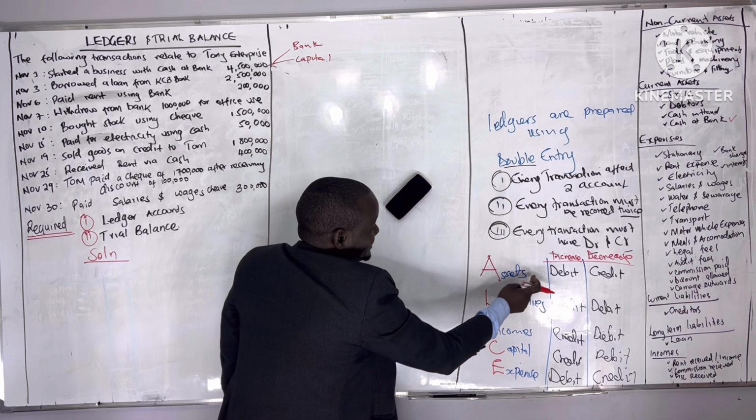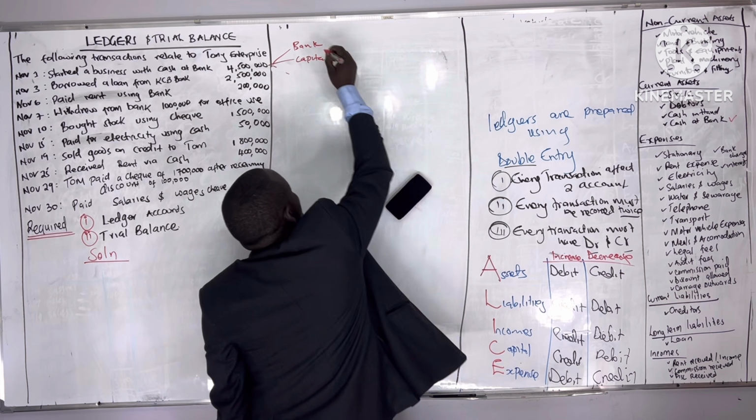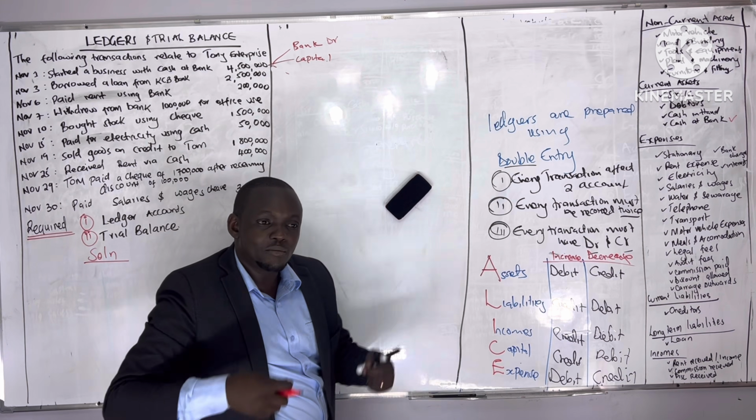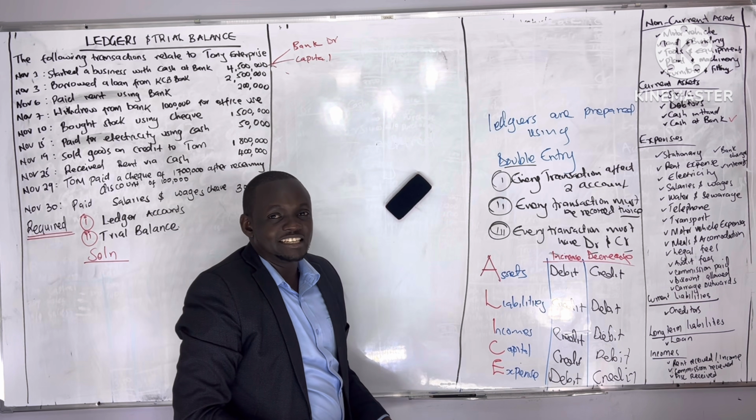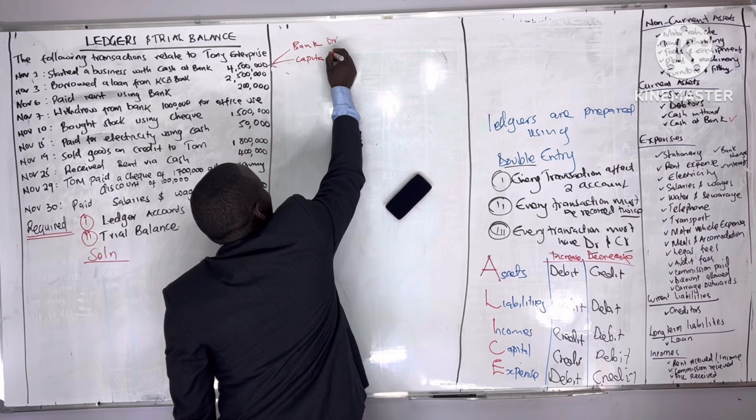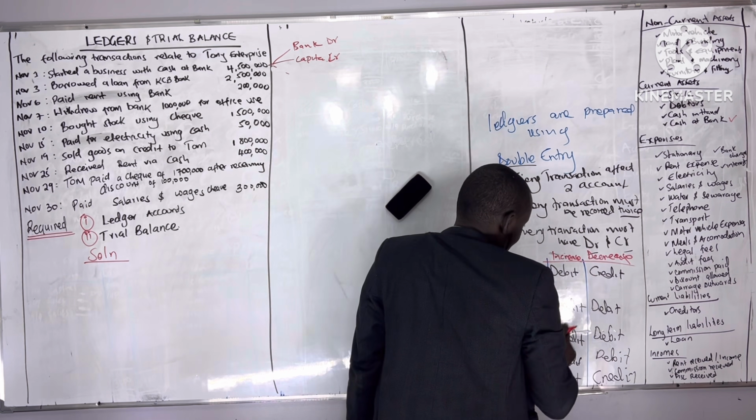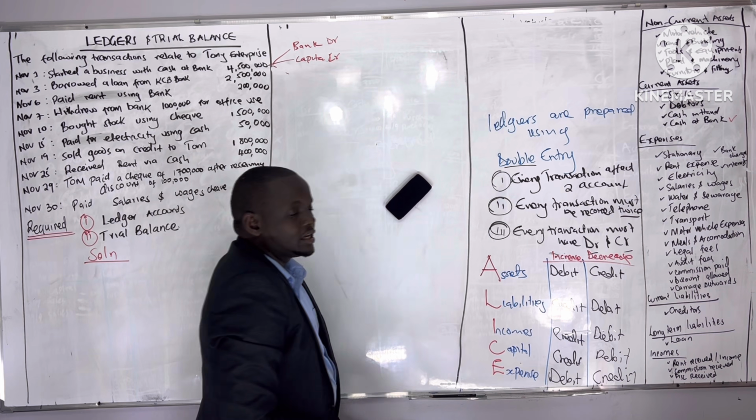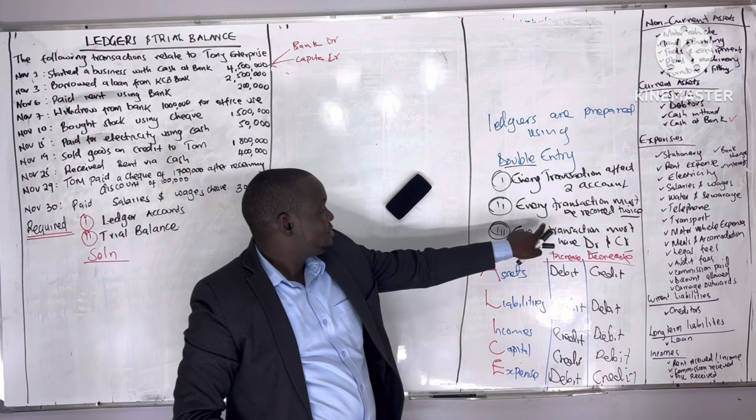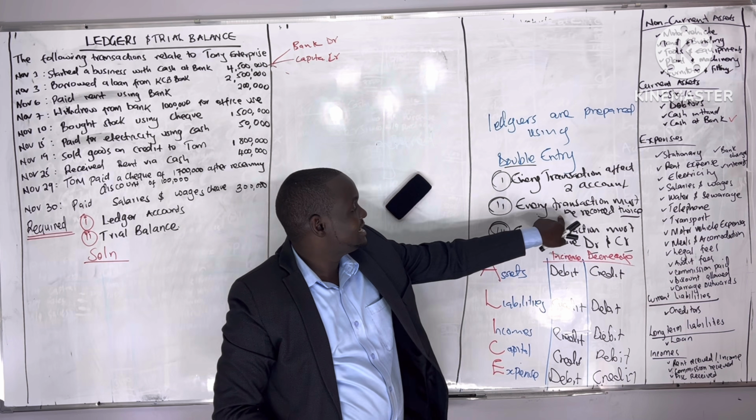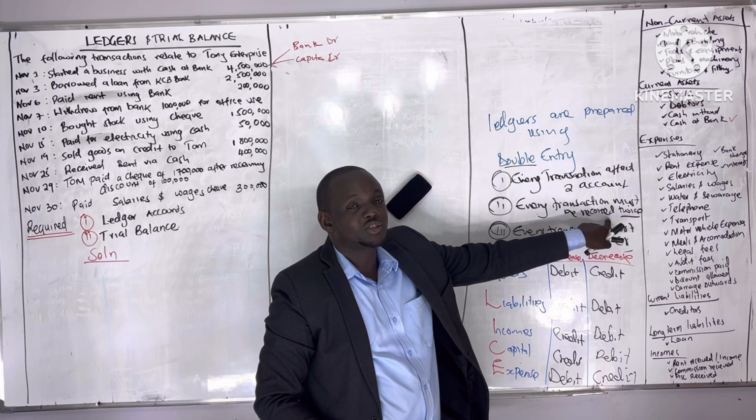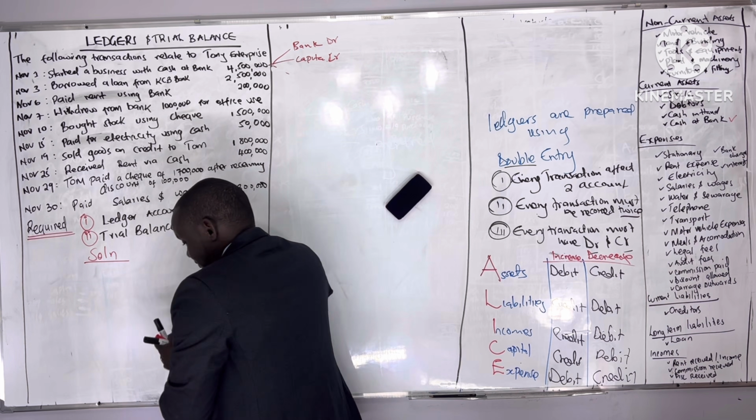Since bank is a current asset, increase in asset is a debit. So we shall debit bank. When we are putting more money in business, capital is increasing. Increase in capital is a credit. Do you see we have identified the two accounts affected? We have seen that every transaction must have debit and credit. Now let's record twice.